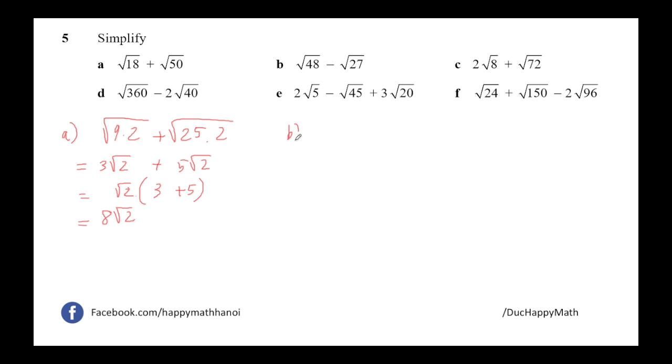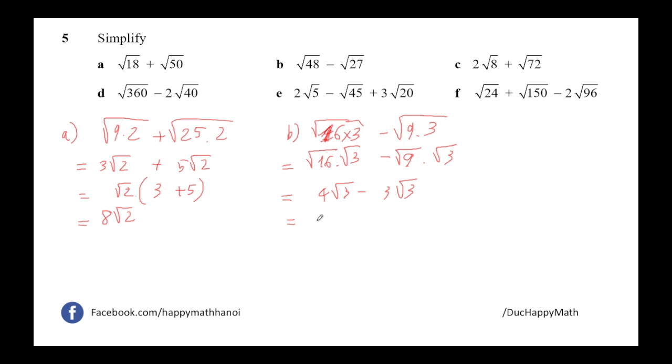How about B? This is 16 times 3. Yes, 16 times 3, so you get the perfect square here. And 9 and 3, the perfect square here is 9. So the square root of 16 times the square root of 3 minus the square root of 9 times the square root of 3. Perfect square, perfect square. Take the square root of 3 outside. 4 minus 3, and you get 1, 1 times the square root of 3.